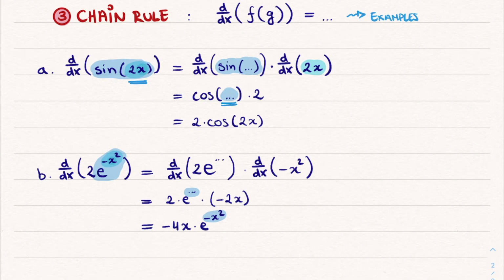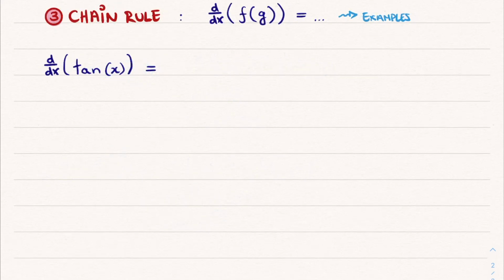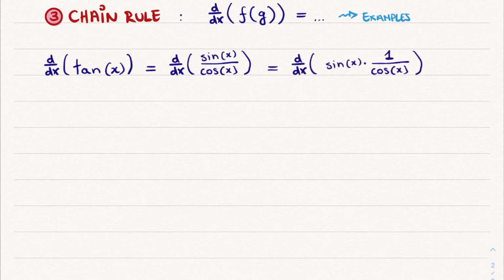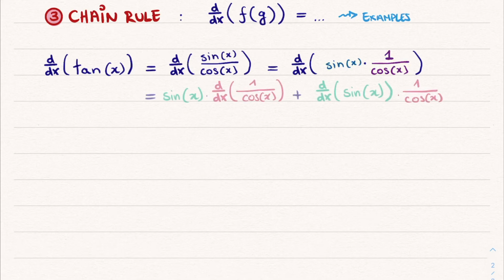To finish off, I have still to show that you don't need to memorize the derivative of the tangent of x. Using the product and the chain rule, it can be easily obtained. First, write the tangent as the sine over the cosine. Then write this fraction as a product of two functions. Now we can use the procedure of the product rule of derivatives. The first term becomes the sine of x times the derivative of 1 over cosine, and the second term the derivative of the sine of x times 1 over the cosine of x.